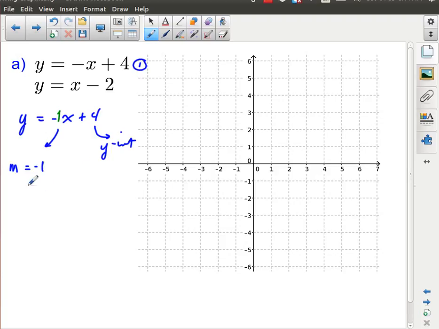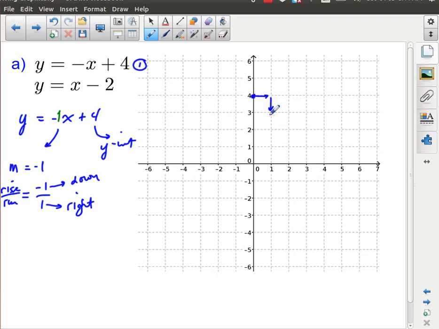And when we're graphing slope, sometimes we like to think of slope as rise over run. And so that's the same as negative 1 over 1. So let's graph this. The y-intercept is 4, so I find 4 on my coordinate grid, and I put a point there. Now I use the rise over run to form a step pattern. So this 1 on the bottom is a step to the right, and a negative 1 is a step down.